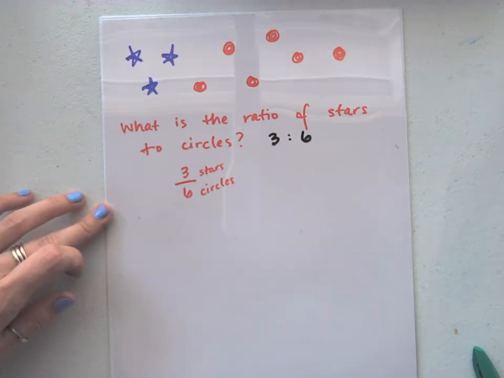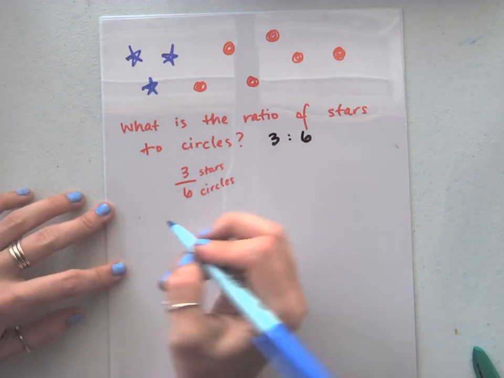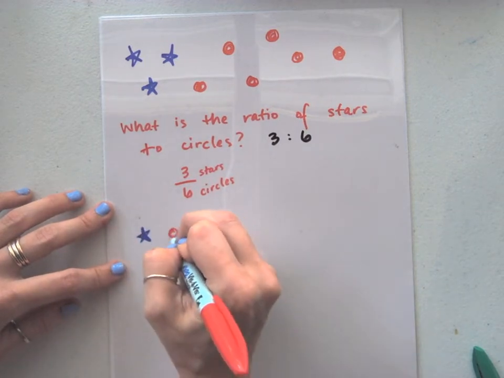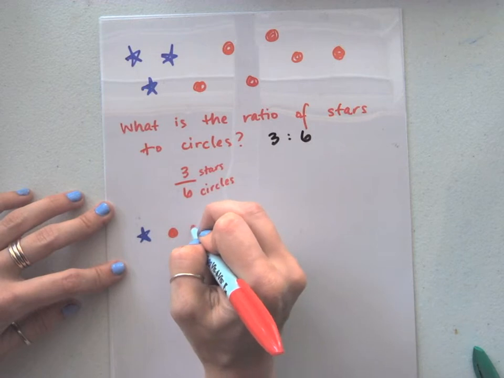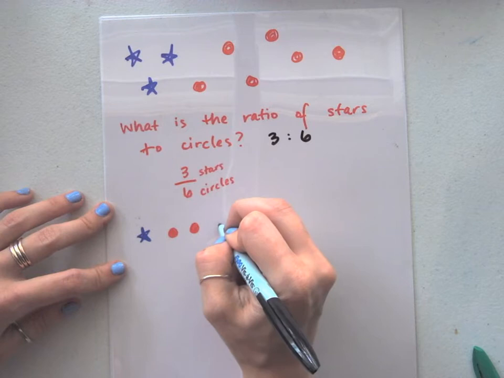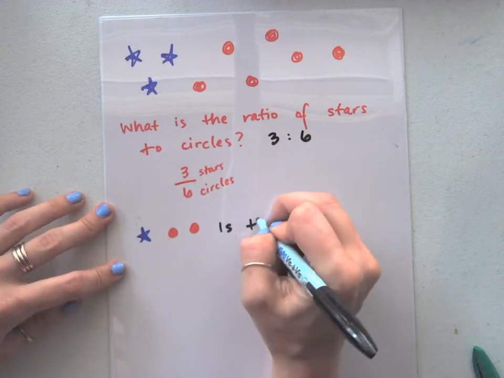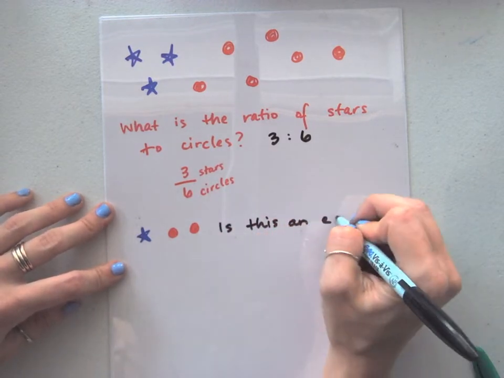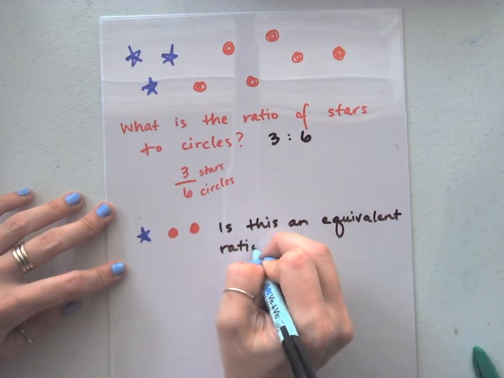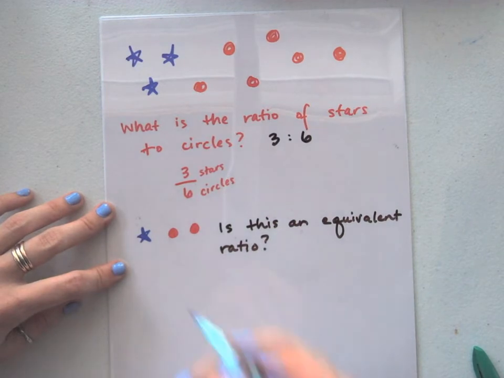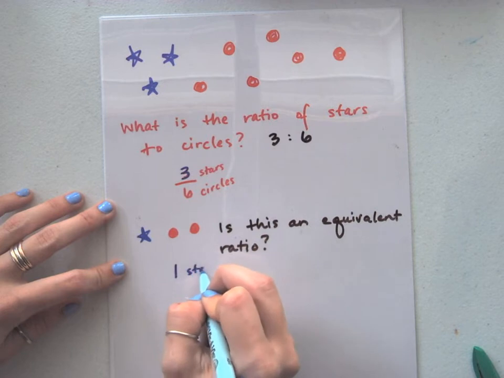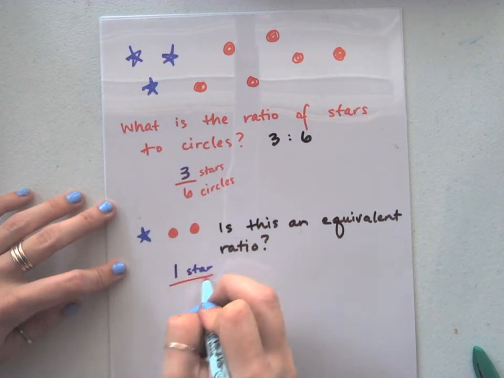Now, maybe somebody else comes in and they have 1 star and 2 circles. Maybe I say, is this an equivalent ratio? So previously we had 3 stars to 6 circles. Now we have 1 star to 2 circles.